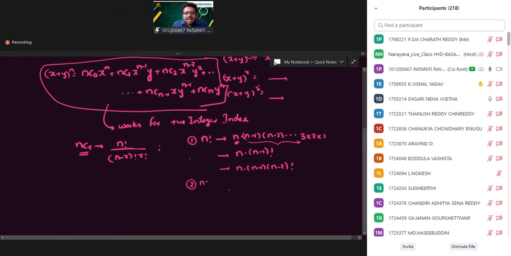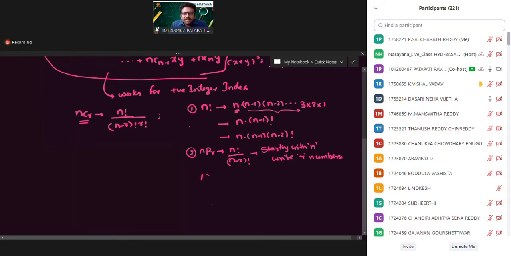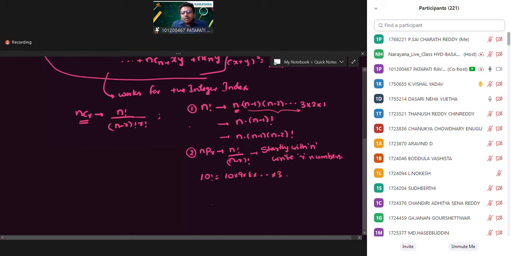Second, what is nPr? nPr means usually n factorial by (n minus r) factorial. Okay. Yes, sir. But when you calculate it, what I usually do is, starting with n, write r numbers. This is how I usually calculate nPr. What is it? Starting from n, write r numbers. For example, 10 factorial is 10 into 9 into 8 into so on up to 3 into 2 into 1. You have to multiply all of them.